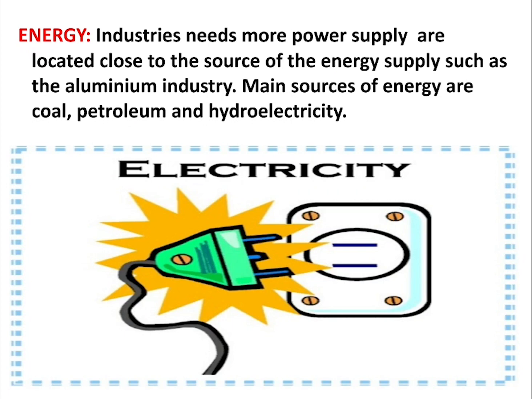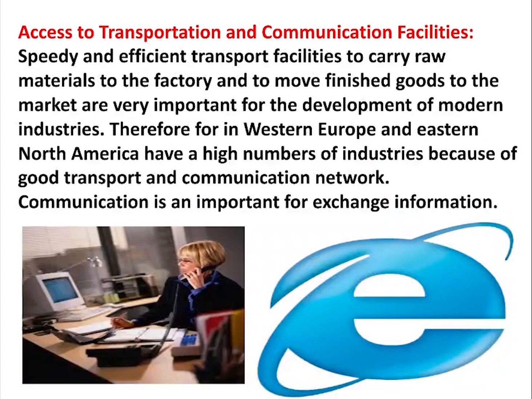Because of that, in the world most aluminum-type industries are located near the source of power or energy, such as where there is more coal, where there is petroleum, and where there are hydroelectric power plants. So that is the fourth factor that affects the location of industries.